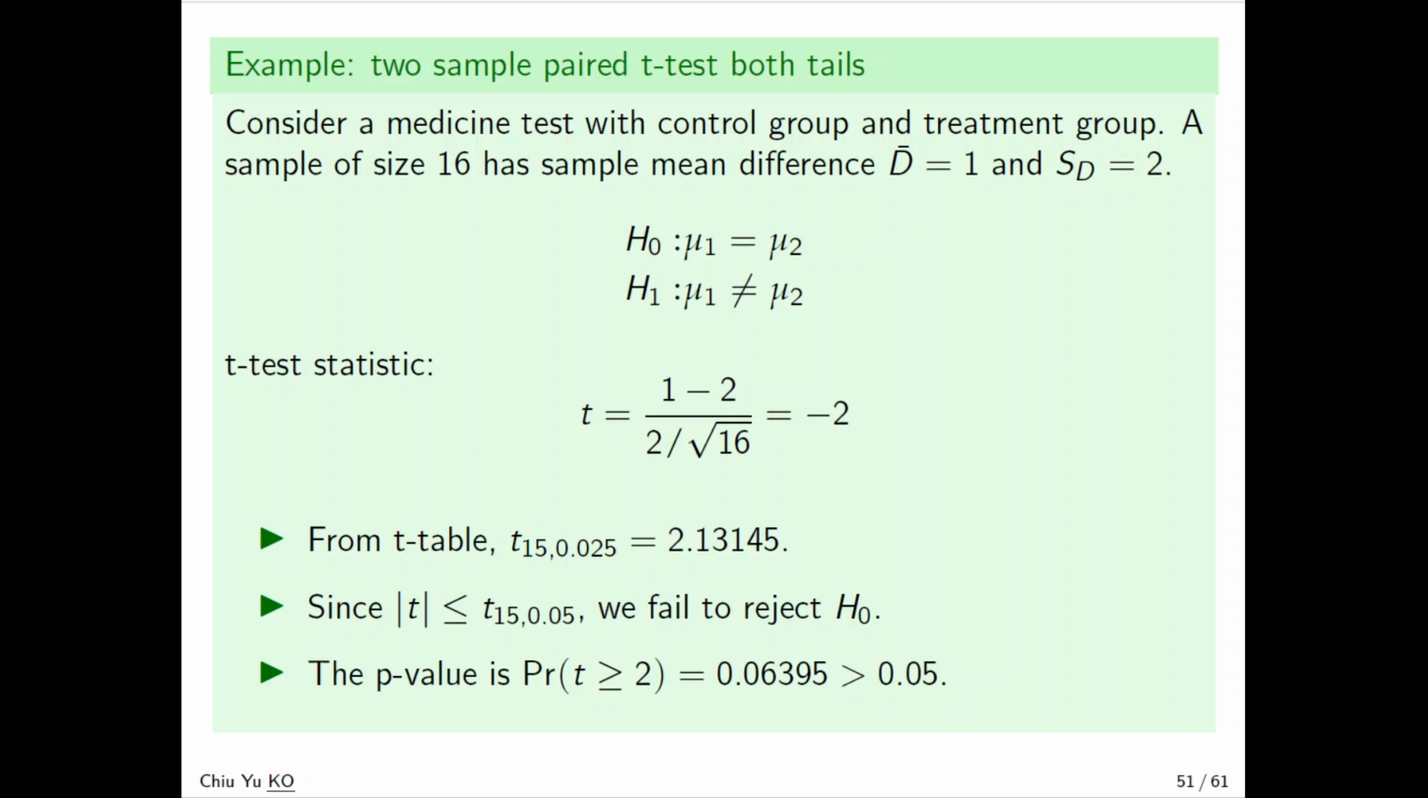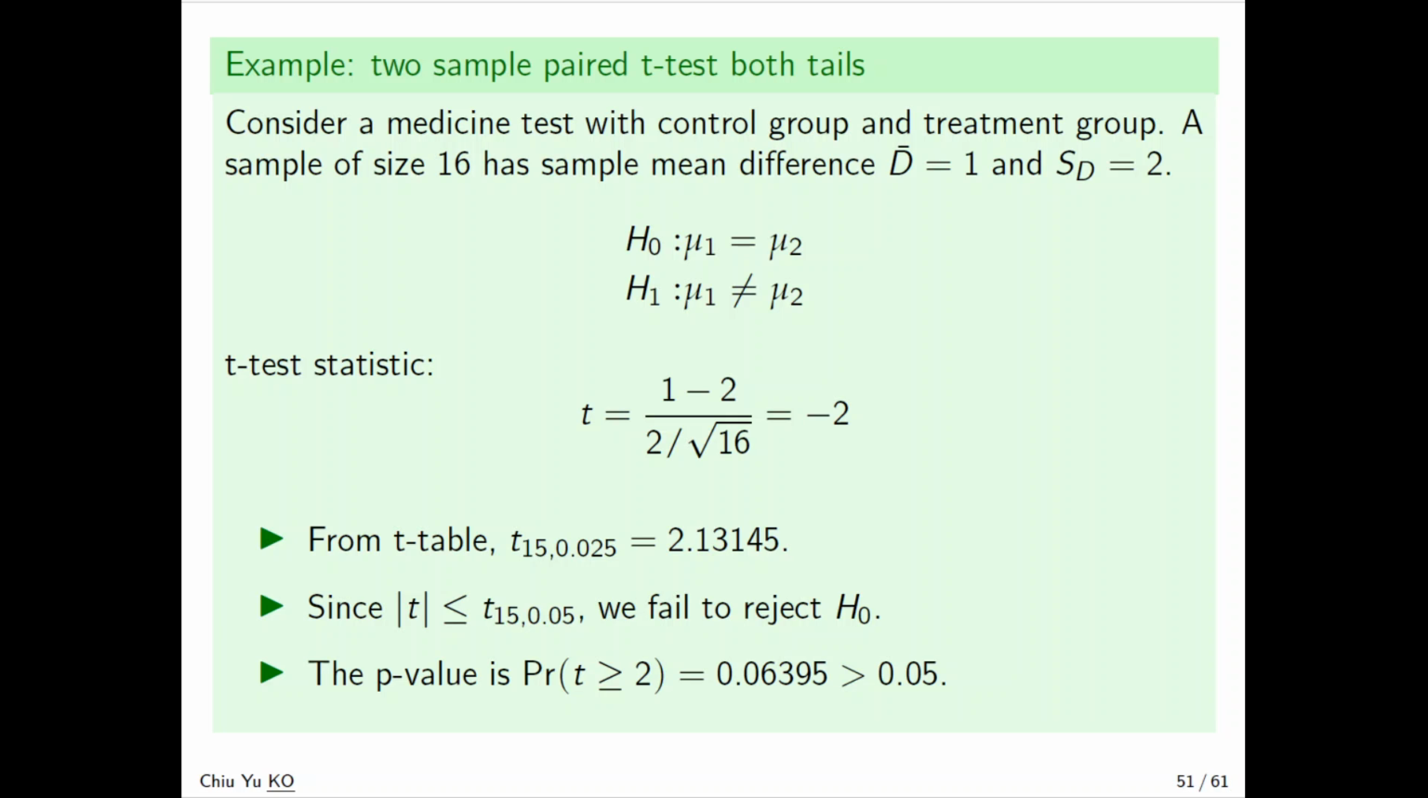Now a medicine test, with a control group and a treatment group. The sample size is 16, the sample mean of d is 1, and s of d is 2. We test mu 1 equal to mu 2, that is, the treatment is not useful, the medicine is not useful. The statistic is 1 minus 0 over 2 over root 16, which is 2.